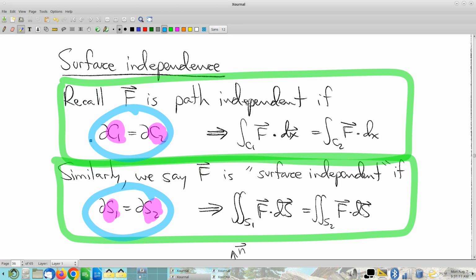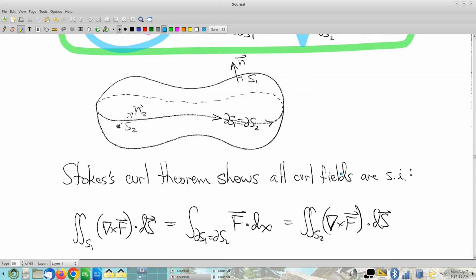So the idea with path independence, by having the same starting and ending points, the line integrals are both equal across both of those curves. And analogously, with surface independence, when two surfaces have the same boundary, the flux integrals are the same across both of those surfaces. Okay, all right, so this is about where we ended last time.